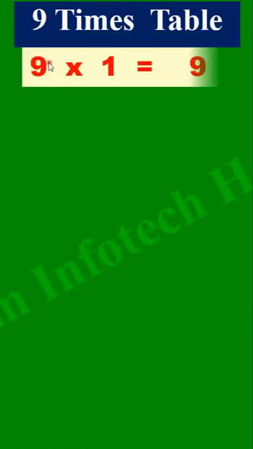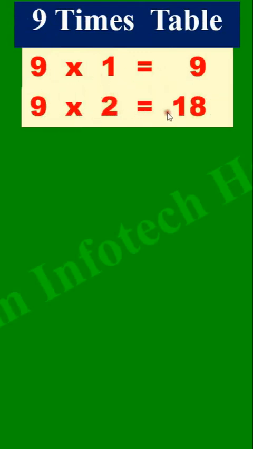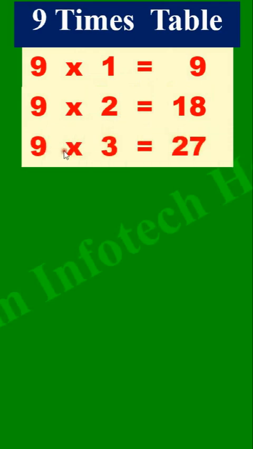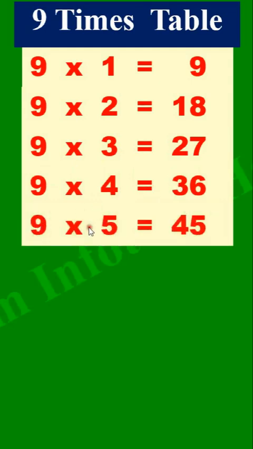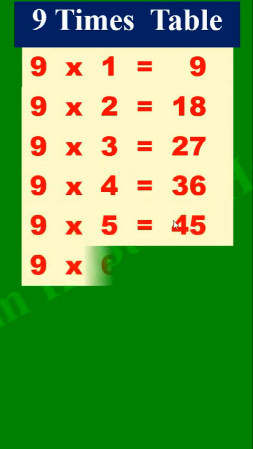9 times table. 9 times 1 is equal to 9. 9 times 2 is equal to 18. 9 times 3 is equal to 27. 9 times 4 is equal to 36. 9 times 5 is equal to 45.